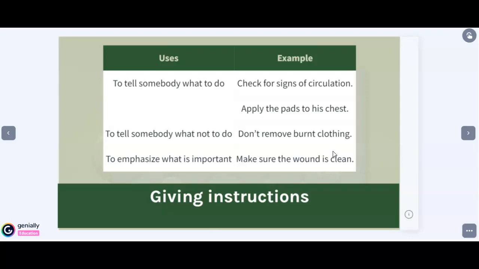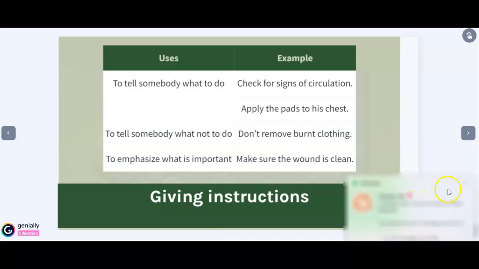But how can we do an imperative in English? This is really easy. So we're going to be using the verb in the simple form and then the instruction. Like check for signs of circulation, apply the pads to the chest. So we're going to use this to tell somebody what to do. What if we want to say something that somebody shouldn't do? Okay, so we're going to use the negative form in the simple present, don't, and then the verb in the simple form, remove. Don't remove worn clothing. So this is really easy. If you remember how to do it in simple present, you will do this very easily.